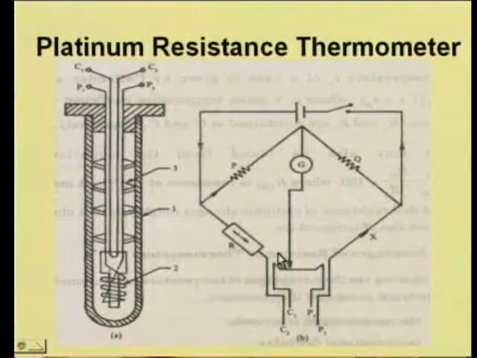Next is the platinum resistance thermometer. Another type of resistance thermometer is a platinum resistance thermometer. Here again it is the same principle, but the construction is different. These terminals, C1 and C2, P1 and P2, are given to a bridge called the Wheatstone bridge. I think you might have known this bridge from your electrical technology or even in 8th class, 10th class. These ends are connected to this Wheatstone bridge, and we will measure the resistance.